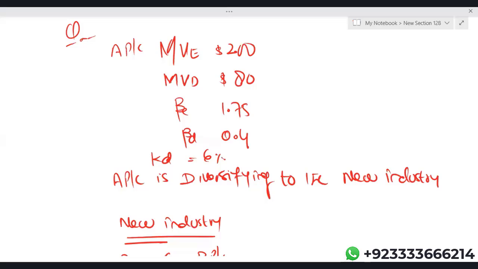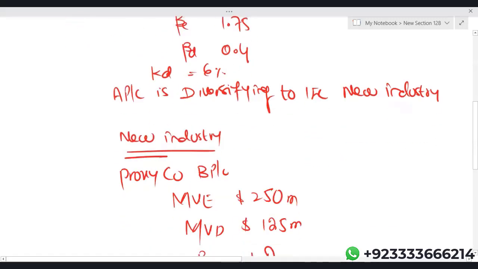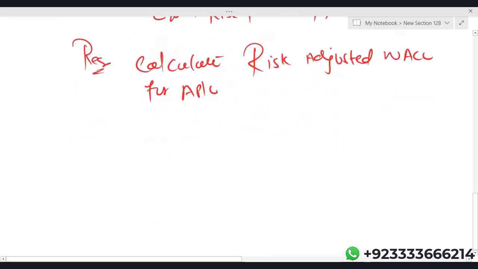Since APLC is diversifying, we know that in case of diversification we need to calculate a risk-adjusted WACC. So what are the steps? Very simple. Step 1, we need to find out the beta asset of the new industry. By using proxy companies' financial gearing and equity beta, you will be calculating the beta asset of the new industry. So let's see the approach of calculating risk-adjusted WACC. Step 1 is to find beta asset of the new industry.